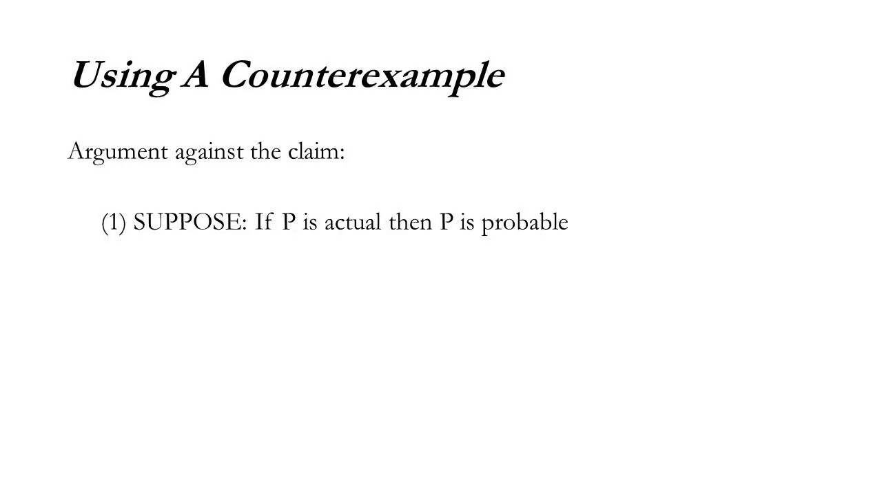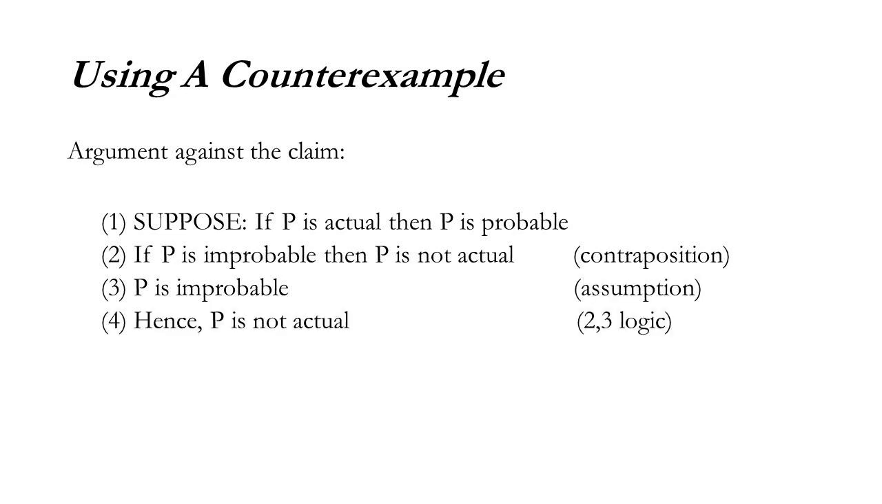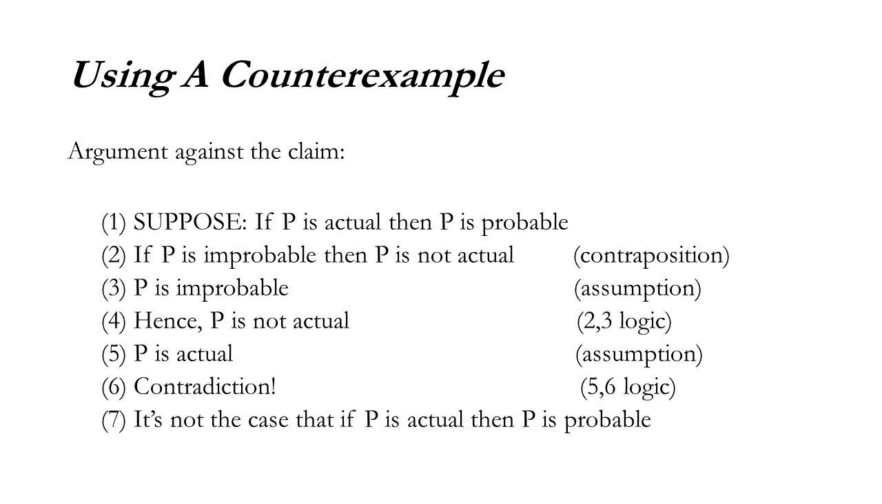Here's an argument against the claim. Suppose if P is actual, then P is probable. We'll use contraposition. If P is improbable, then P is not actual. This follows from 1. Let's assume something is improbable. Okay. I don't know, black swans or something. According to 2 and 3, that means it's not actual. Okay. But sometimes improbable things do happen, as a matter of fact, in the actual world, which contradicts line 4. So that means we can't accept 1. We've got ourselves a contradiction. We use reductio reasoning, so it's not the case that if P is actual, then P is probable.